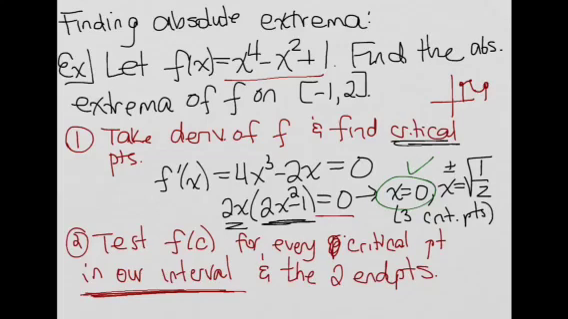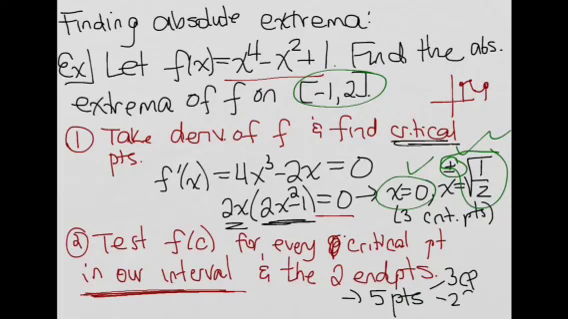In this case, it looks like we have 3 things. 0, which is inside our interval from -1 to 2. Square root of 1/2 is definitely less than 2, so that one's good. And negative square root of 1/2 is certainly going to be bigger than -1, so it will also be in our interval. So all 3 of these are good, and we're going to test a total of 5 points: the 3 critical points and the 2 endpoints. That's how we're going to decide where our absolute maxes and mins are.